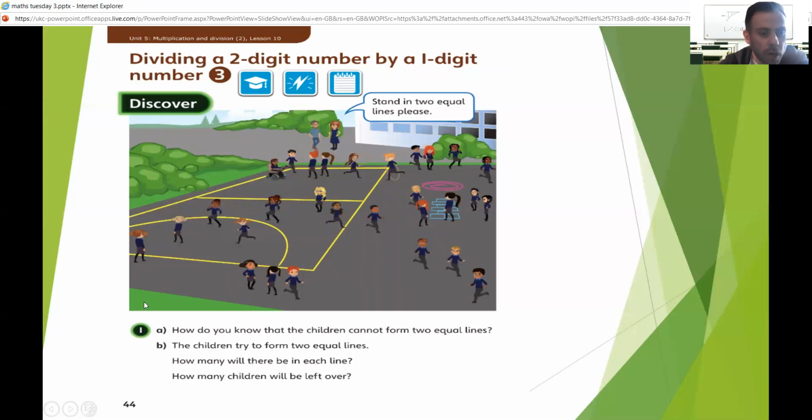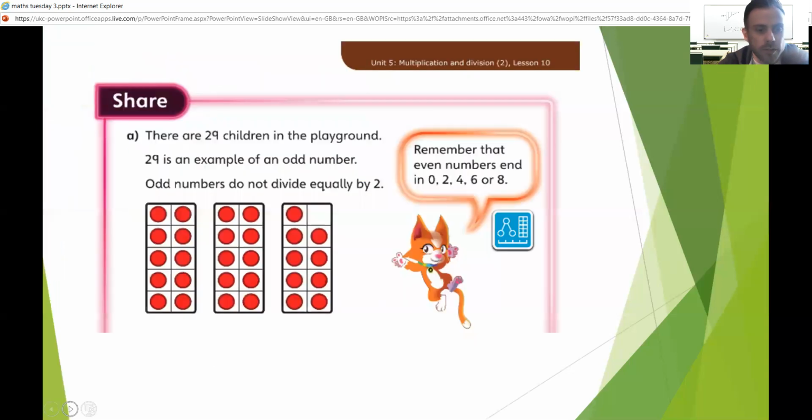Okay, so we've got children on the playground. This is how you work it out. You have to count the children. And there are 29 children in the playground. 29, as we should know, is an odd number. We know it's an odd number because it ends in a 9.